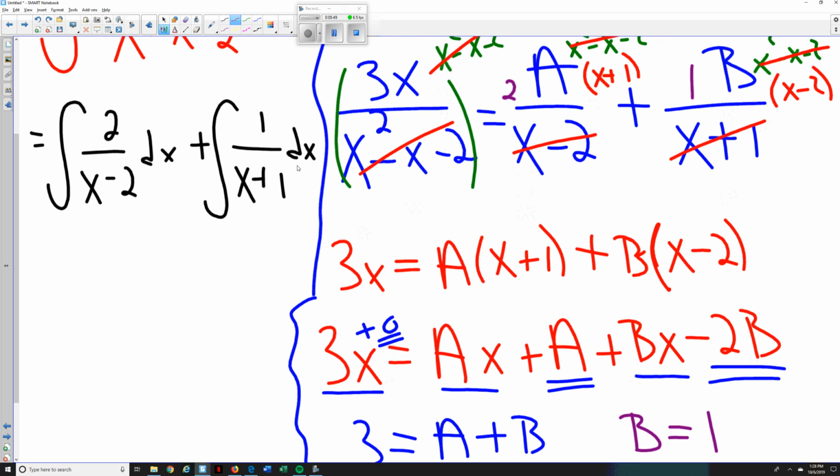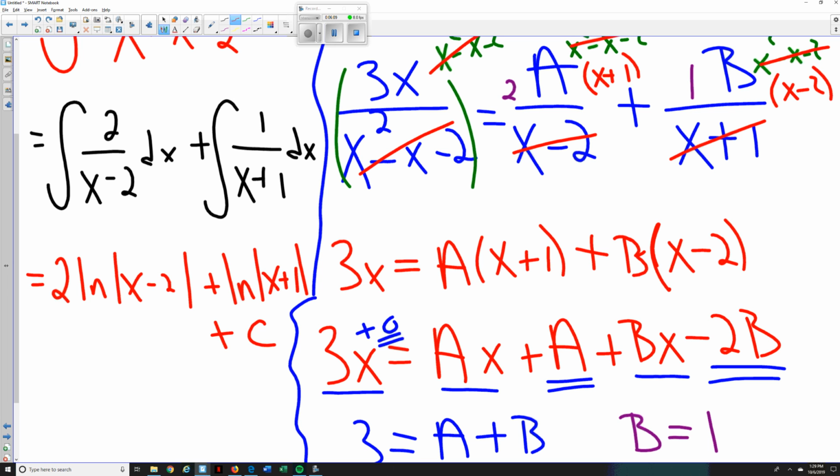And again, if this doesn't make sense to you, please pause the video and figure it out. But we get 2 times the natural log of x minus 2, and we get the natural log of x plus 1, and there's a plus c there. And so that integral that we once couldn't do before, we now can really easily. And if you want to double check it, do the derivative, work it backwards, and I think you'll see we get the right answer there.